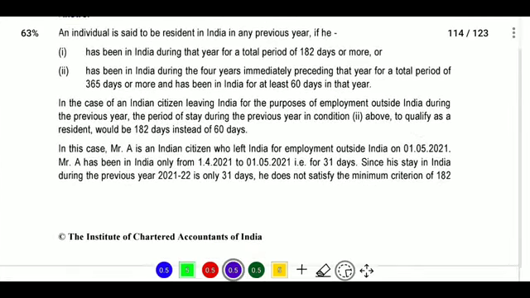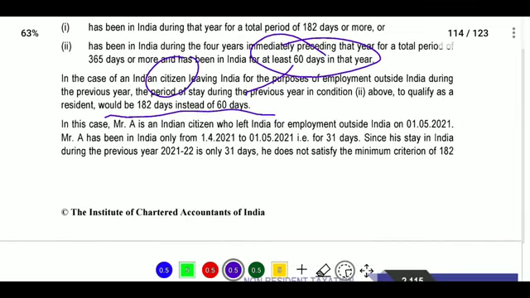After that, in case of an Indian citizen leaving India for the purpose of employment outside India during the previous year, the period of stay during the previous year to qualify as resident would be 182 days instead of 60 days. Next, if he is a citizen of India, it would be 182 days instead of 60 days, at least 182 days for that year. In that case, Mr. A is an Indian citizen who left India for employment outside India, so he is a person resident outside India. Then we will see the 182 days condition.